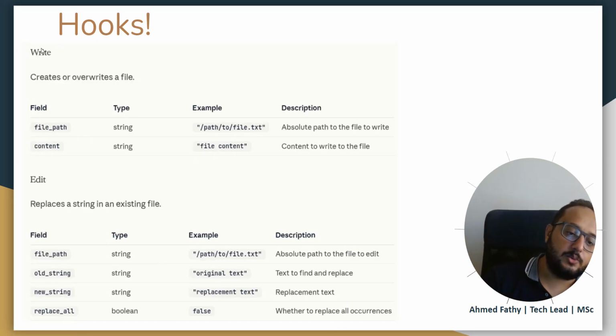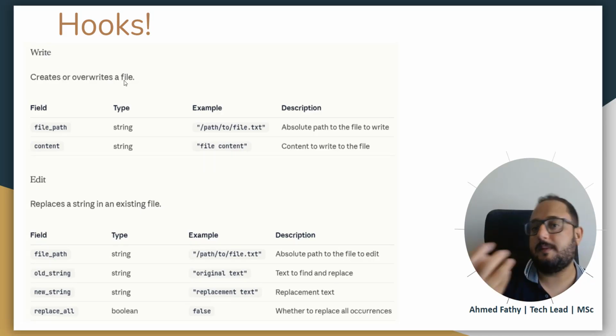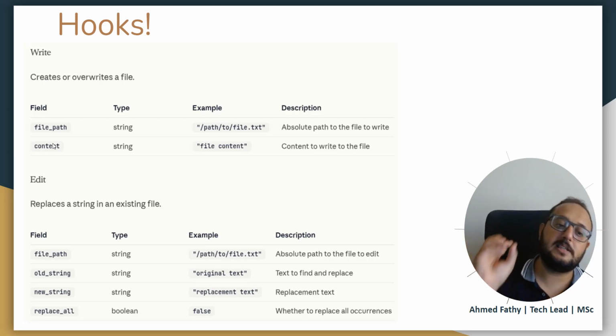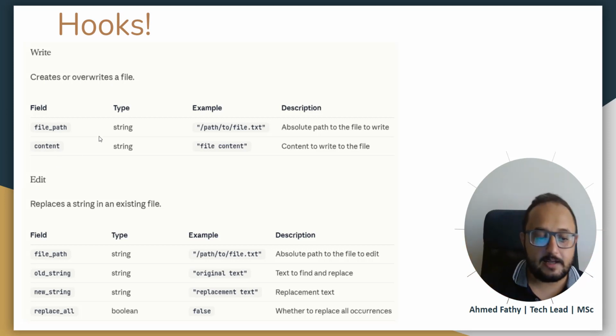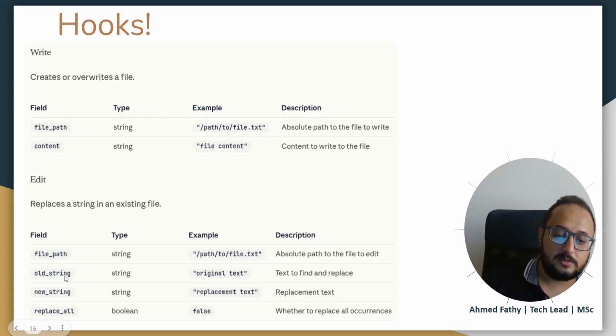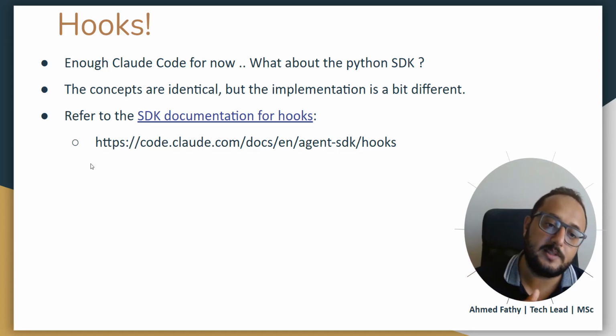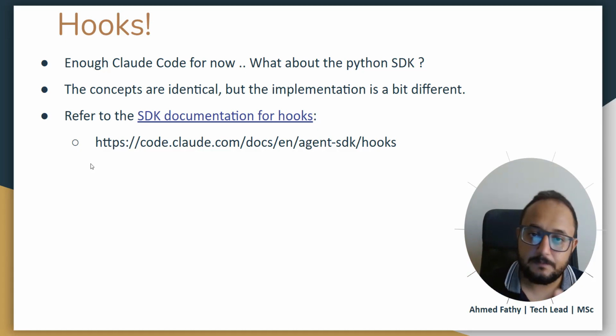For a write tool, because this creates or overrides a file, you need some extra special parameters: which file you would like to create or overwrite and what content you want to put in that file. So those are parameters specific to the write tool. For edit, you have the file path, the old string, the new string, and then replace all, which is a boolean, false or true, again specific to edit, and so on. So this is just a very rough idea. If you would like to dive deeper, you need to consult the documentation.